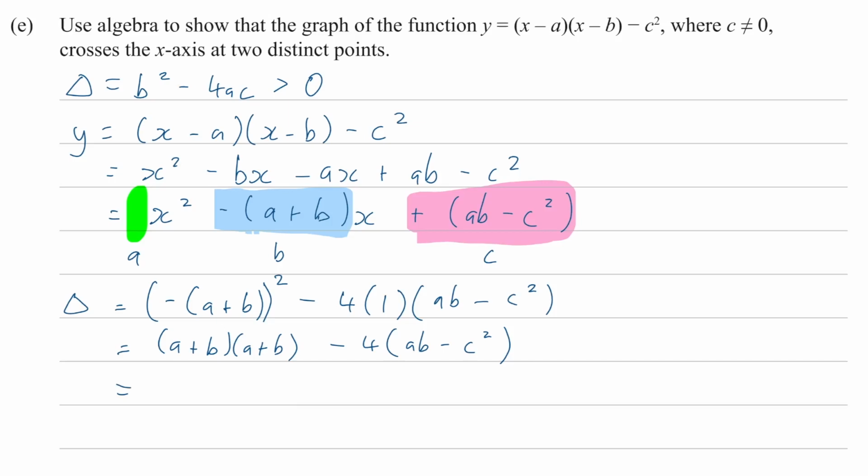Expanding out these first brackets, a squared plus ab plus ba, which is ab, plus b squared minus 4ab plus c squared, right? Negative times a negative. Group like terms, a squared plus 2ab minus 4ab minus 2ab plus b squared plus c squared.